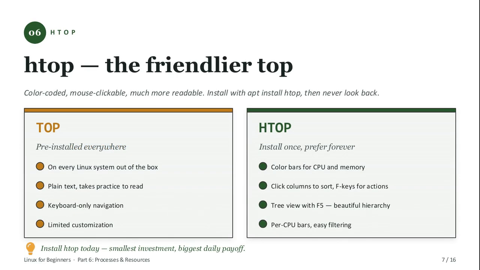Now, top does the job, but htop does it with style. It paints your CPU and memory as colored bars, lets you click column headers to sort, hit F5 for a gorgeous tree view of parent and child processes, and even use the mouse if you want. A quick apt install htop is genuinely one of the best small upgrades you can make to a Linux system. Tiny investment, pays off every single day.